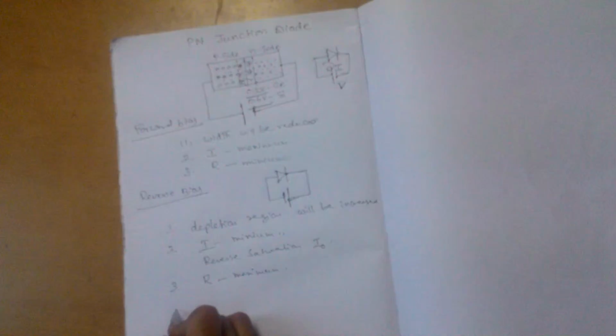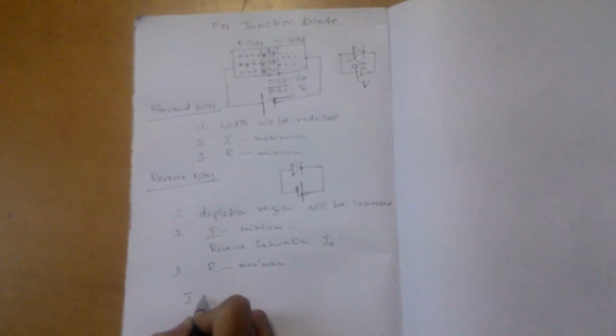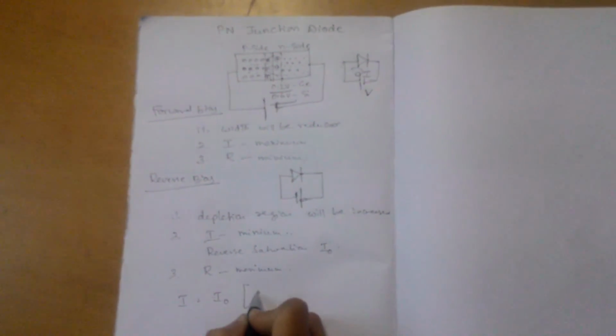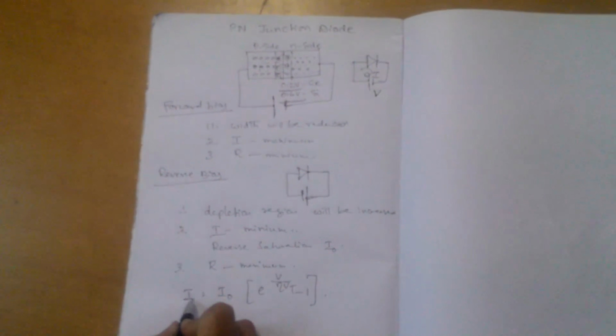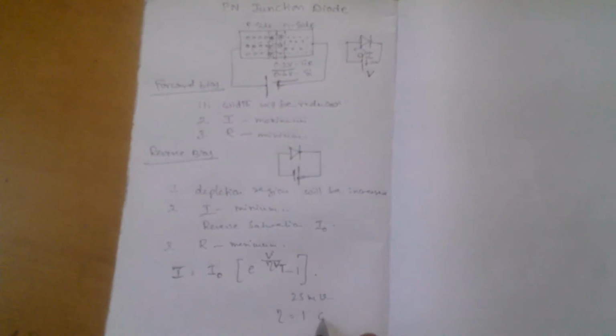And the diode current equation is I = I0 (e^(V/ηVt) − 1), where I is the diode current, I0 is the reverse saturation current in microamperes, V is the applied voltage, and Vt is the thermal voltage. At room temperature the value of Vt is 25 millivolts or 26 millivolts, and the value of eta is a constant, 1 for germanium and 2 for silicon.